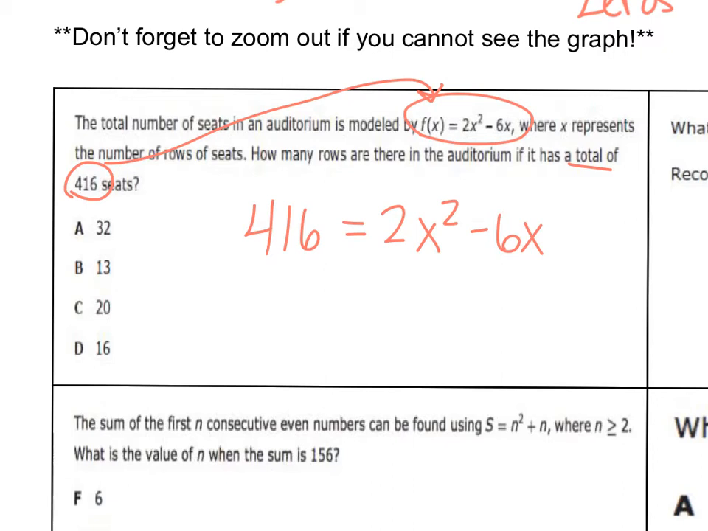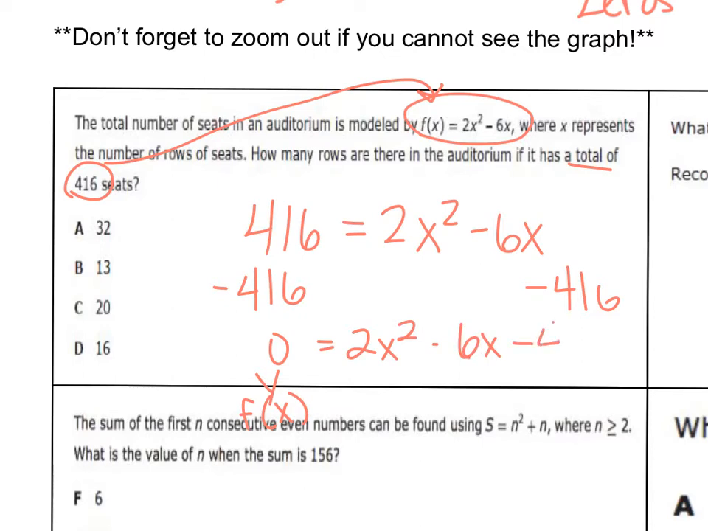Now before we graph, we want our equation to equal y. So if we take away 416 from the left side, we'll have the number by itself, 0, which is the same thing as y, or f of x, equals 2x squared minus 6x minus 416. From there, you can follow the steps above, graph it, and find the zeros to find the solution.